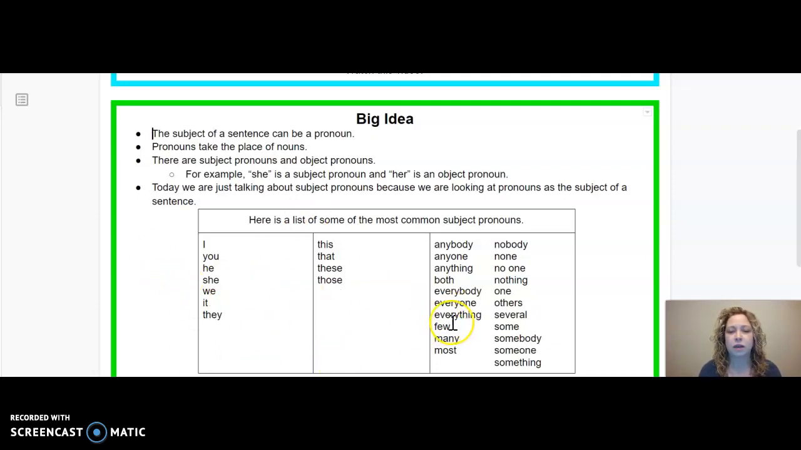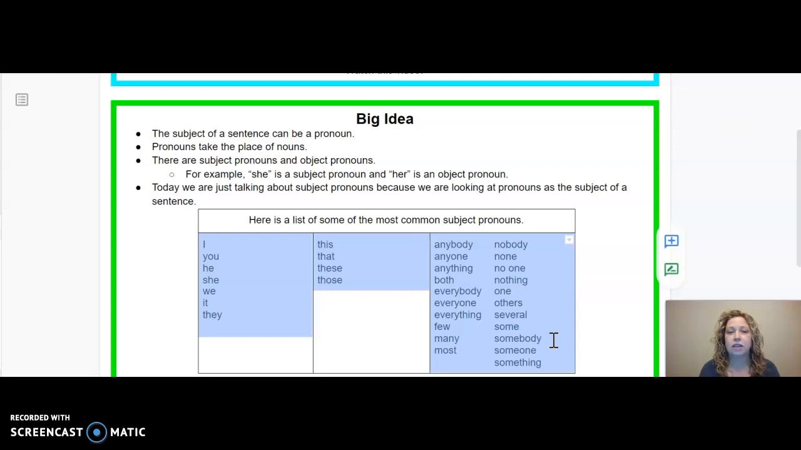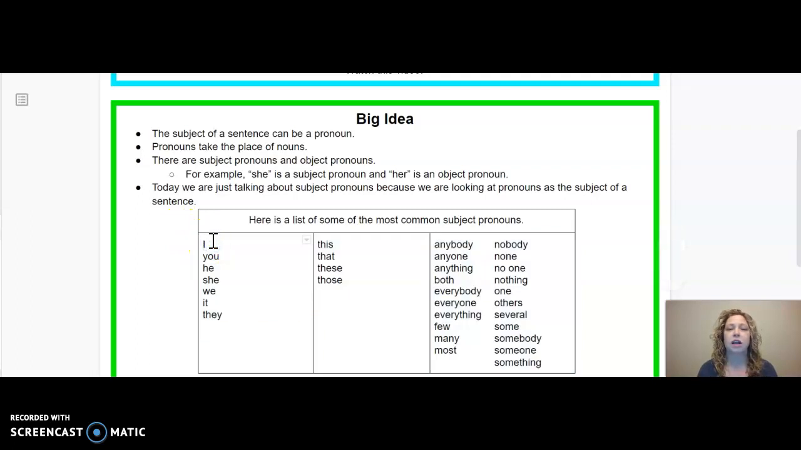There's a whole list of them here. Now, this list that I have is not every single pronoun in the English language. This is just some of them. There are probably around 100 or so pronouns. We're just looking at subject pronouns. Now, what the heck is a subject pronoun?